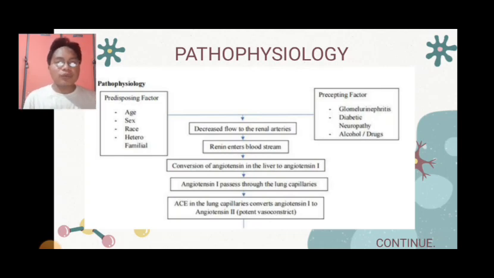And then of course we have to move on to the first flow, which is decreased blood flow to the renal arteries. There can be several reasons for decreased blood flow to the renal arteries, which supply blood to the kidneys.